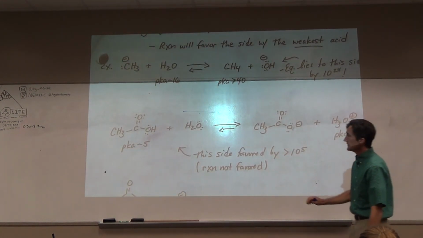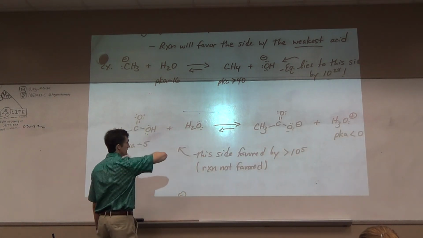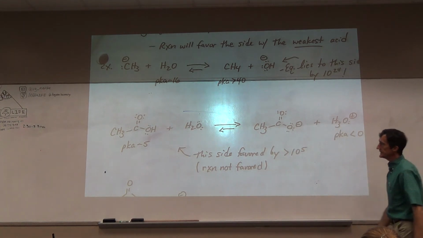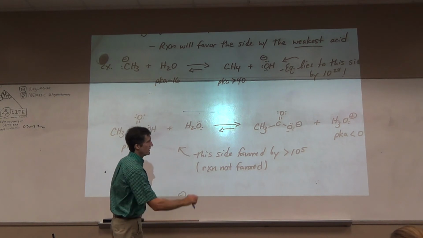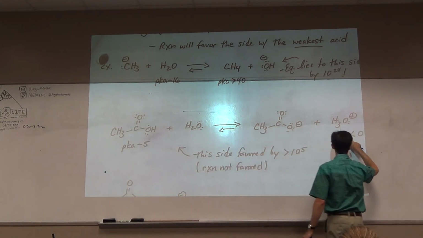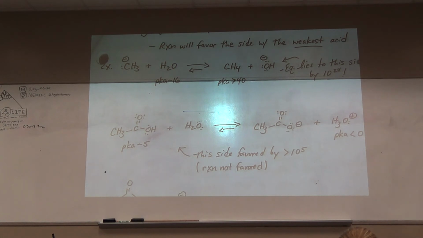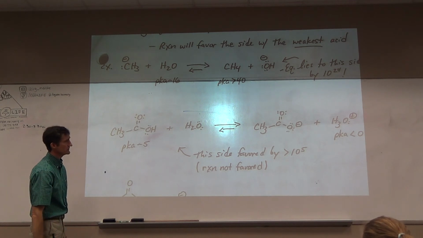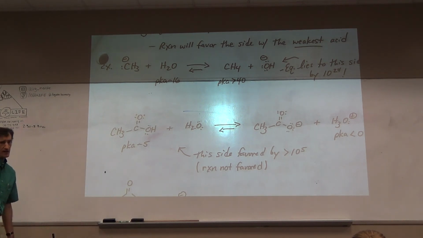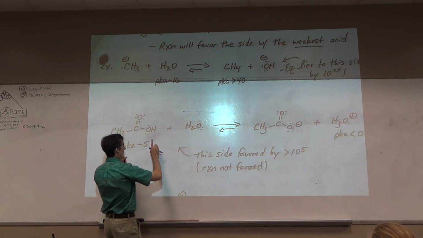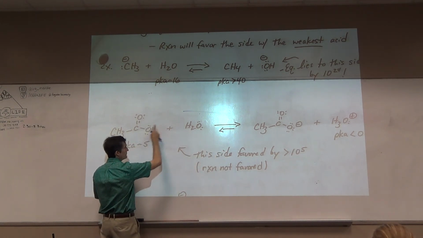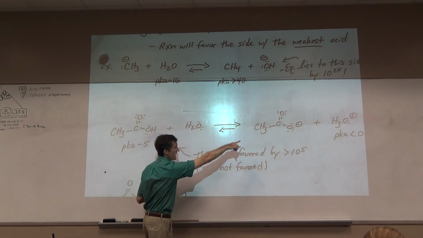Let's look down here. If you take this compound and put it in water, we would expect to get this outcome plus this. The pKa of this one is 5. The pKa of hydronium ion is less than 0. Which side's favored? The side with the weaker acid. This side's favored, by at least 10 to the 5, depending on what greater than 0 really means. So this equilibrium favors this side.